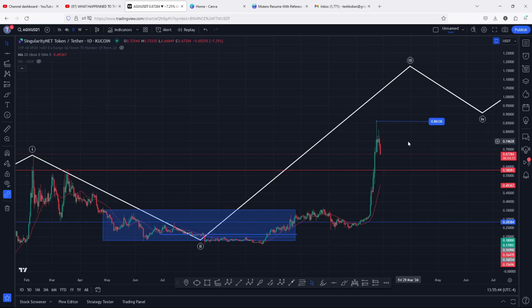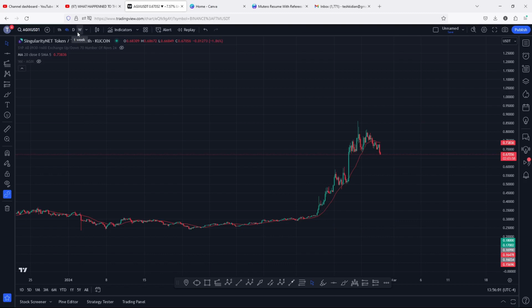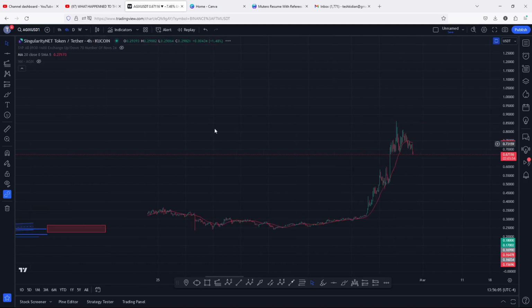Alternatively, in case in the next coming days we continue seeing that bearish momentum here on the charts, then that will be suggesting that we are going to see lower prices in the next coming days before we can see another push to the upside.